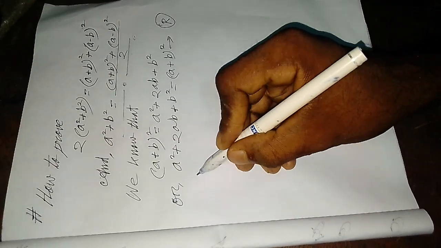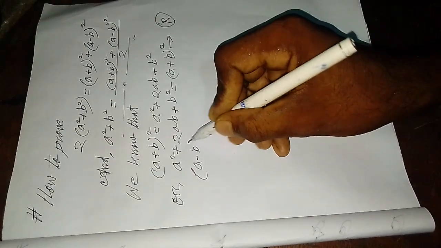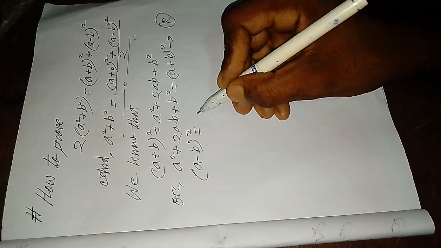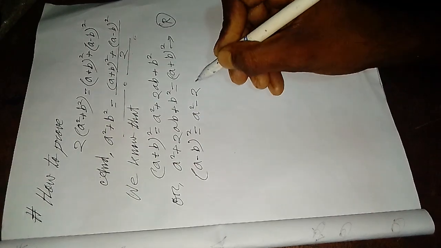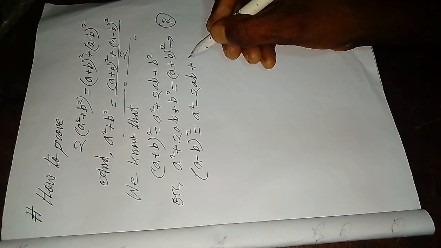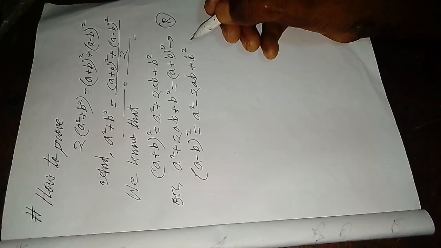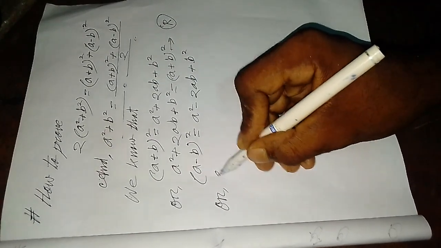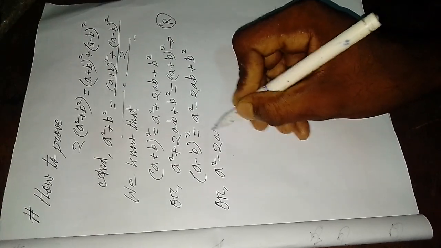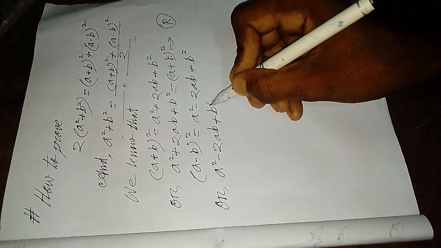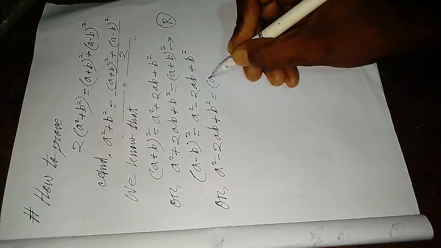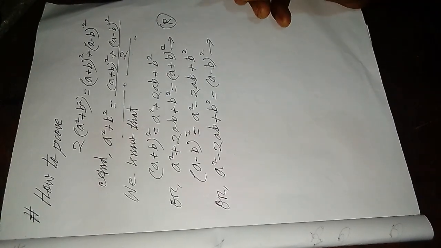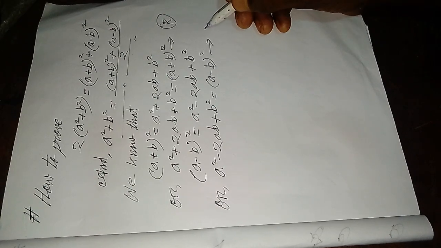The second rule is (a − b)² = a² − 2ab + b², or we can write it as a² − 2ab + b² = (a − b)². We can name it I.